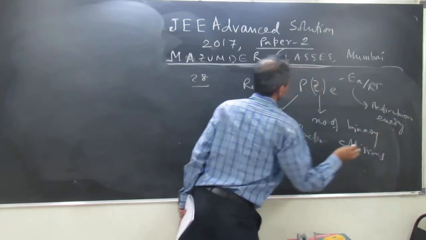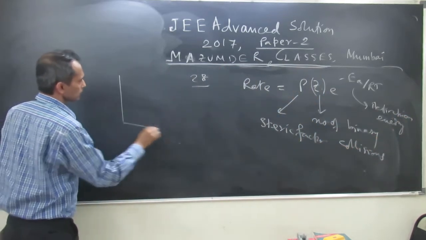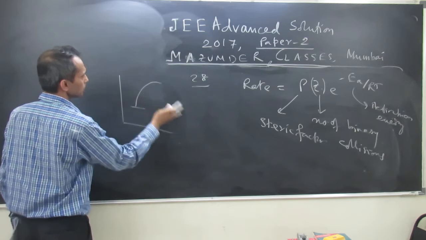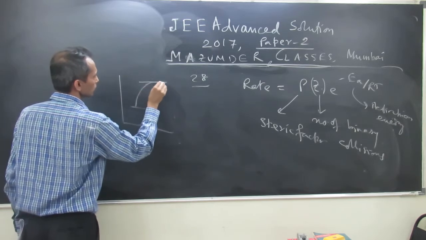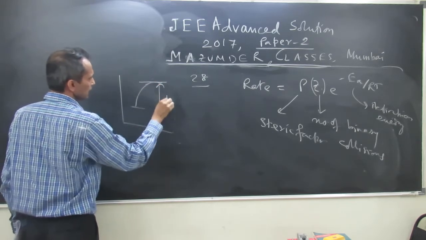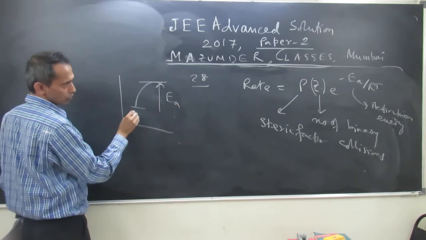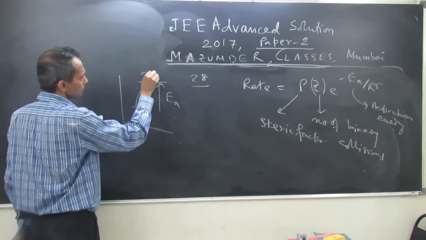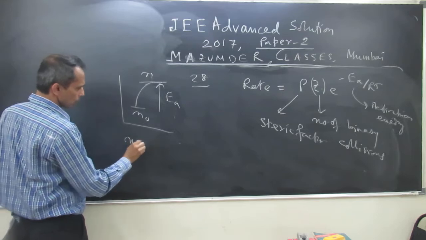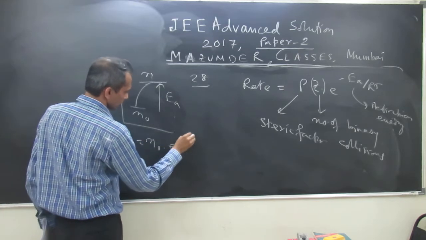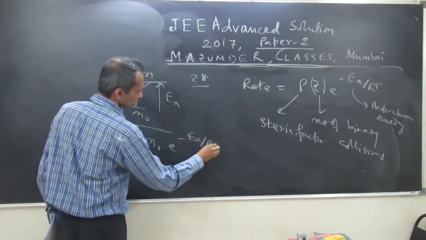Just for example, if I say this many molecules are over here, these many molecules that were here, which are basically colliding. So if this is EA, then obviously if the number of molecules over here is N0, how many N molecules will be there? N equal to N0 into e to the power minus EA by RT. This is by the Maxwell-Boltzmann distribution.